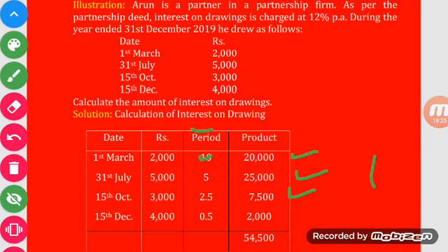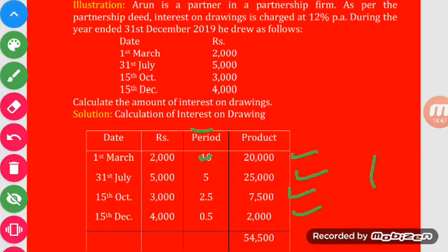And the last drawing is made on 15th December. The amount is used by the firm for half a month, 0.5 months. 4000 multiplied by 0.5, your answer is 2000. Is it clear? Period and product we have calculated here as per the amount used by the partner.